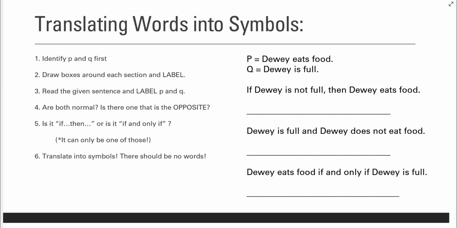So over here, I have P and Q. That's my information. P is Dewey eats food. Q is Dewey is full.